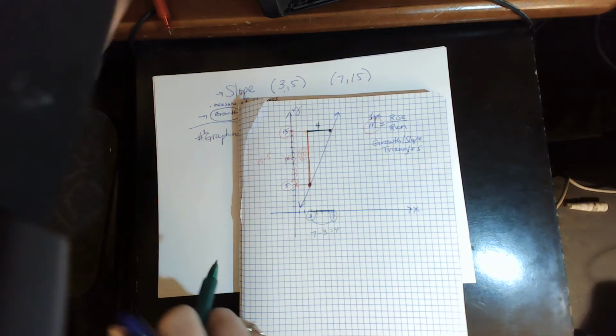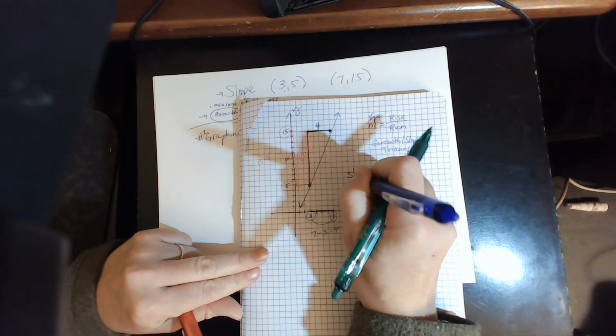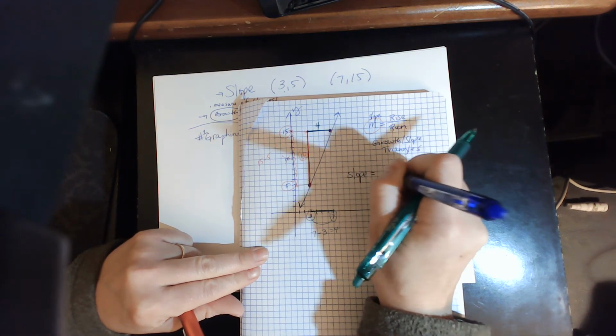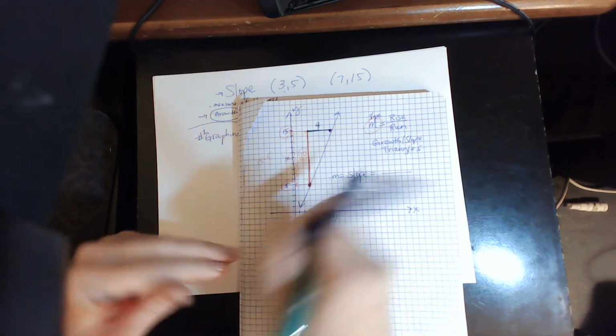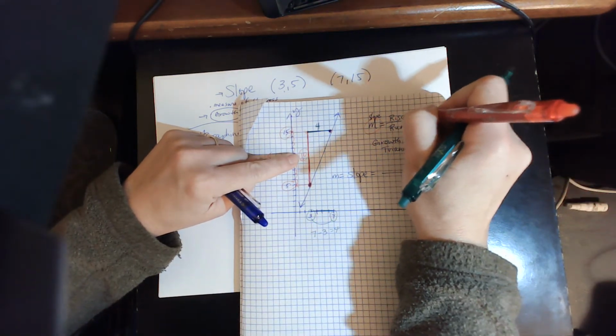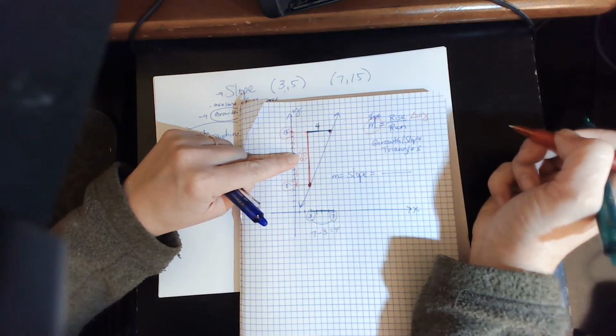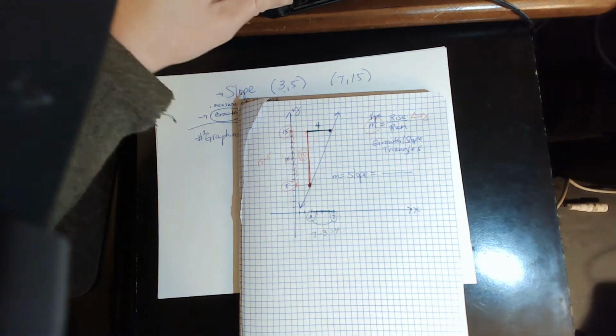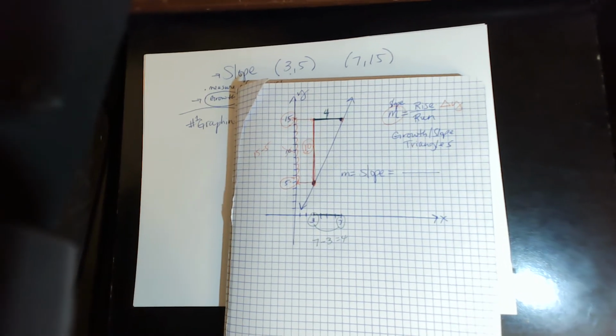So now I can go and write my slope, right? We call that M. M equals slope. So I always do the rise, that vertical, that change in Y is sometimes what it's called, the change in Y. Let's see if I can lower my camera down just a little bit to zoom in.